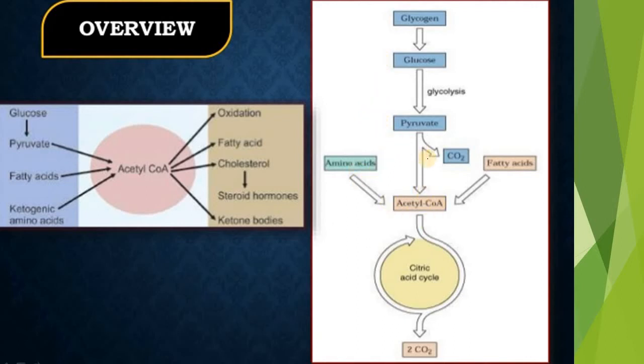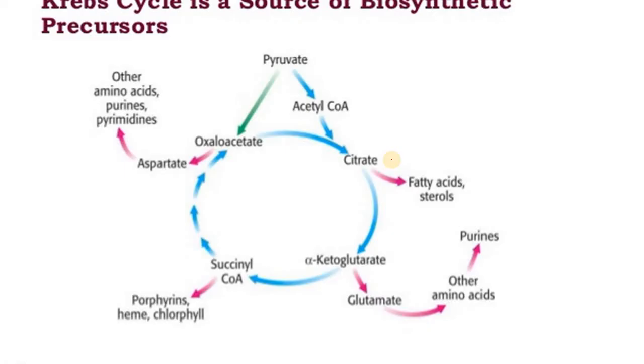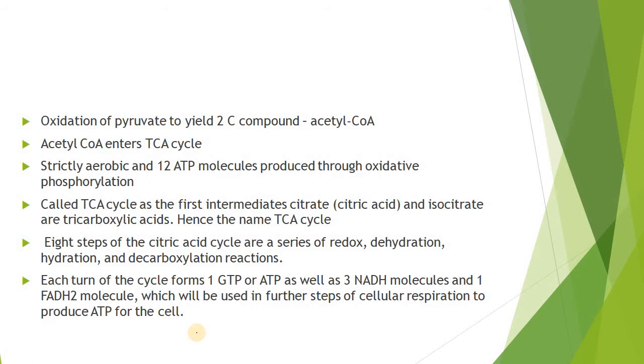If you see in this diagram, we can see the same thing. As a result of the citric acid cycle, you have the production of two carbon dioxide molecules. Again, this explains the role of this TCA cycle in various other metabolic pathways. It plays a vital role in fatty acid synthesis, amino acid synthesis, purines, and porphyrin synthesis as well.